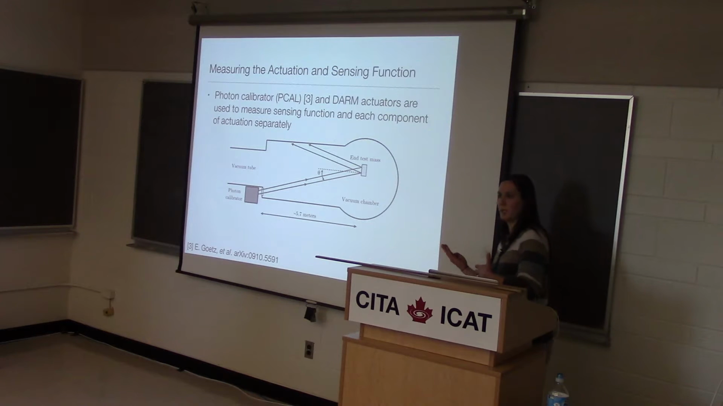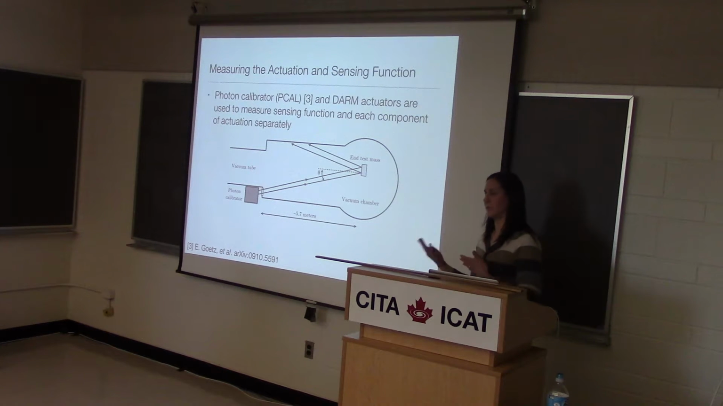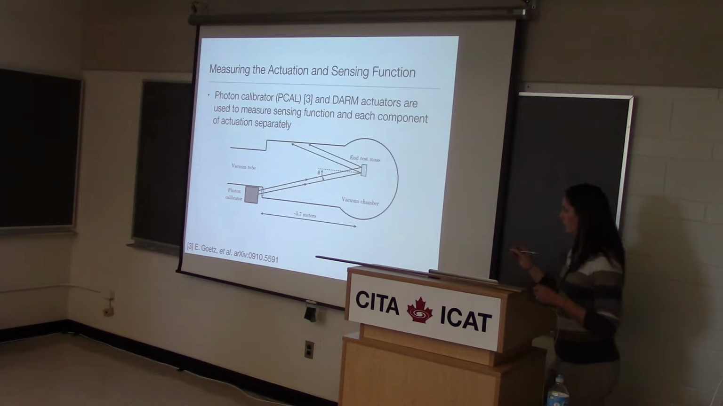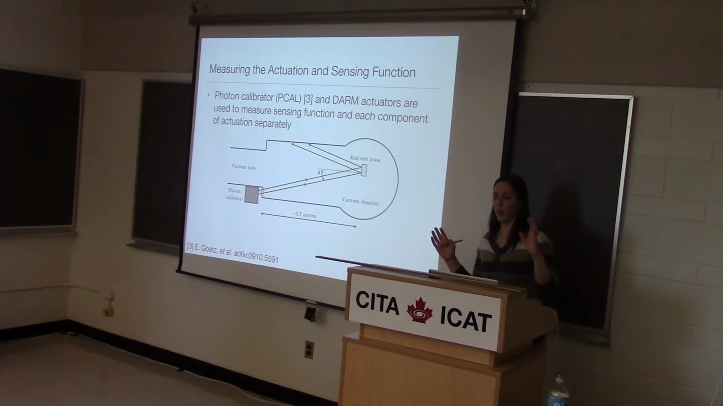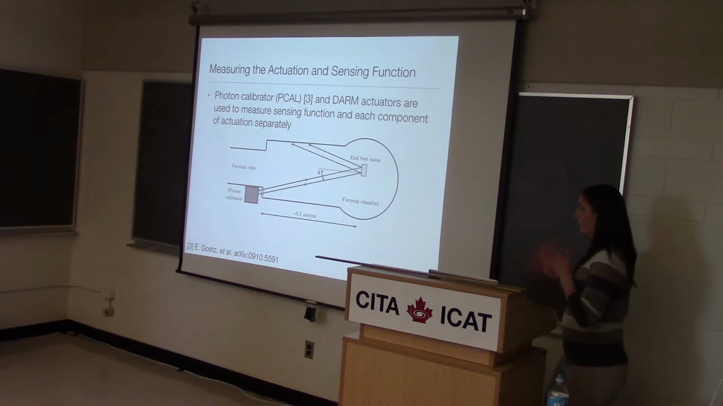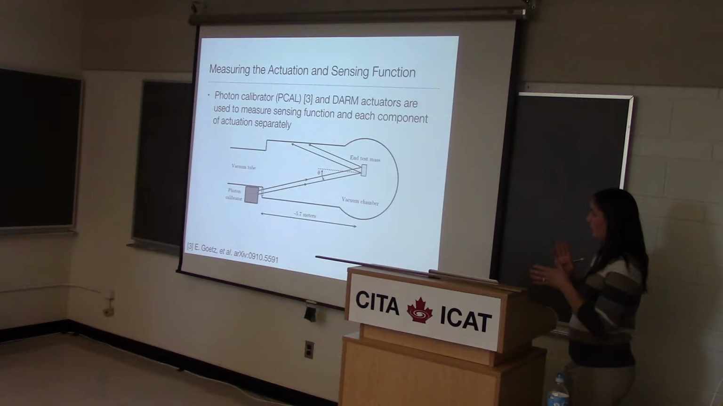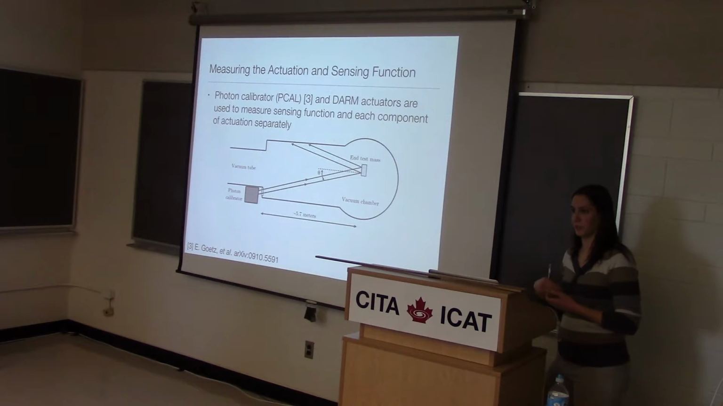We look at what comes out in our error signal, and we use this technique to measure, for example, what the cavity pole is. The photon calibrator is what we use to get the sensing function. Additionally, you can use a combo of the photon calibrator while also driving with the DARM actuators at frequencies nearby the photon calibrator driving frequencies. And then you can use ratios of the responses at these frequencies that are right next to each other to figure out independent measurements of each stage of the actuation function.